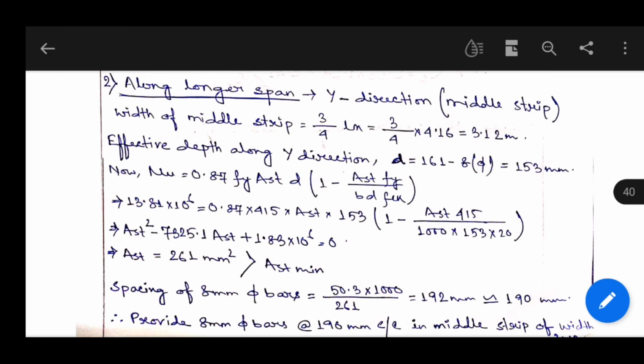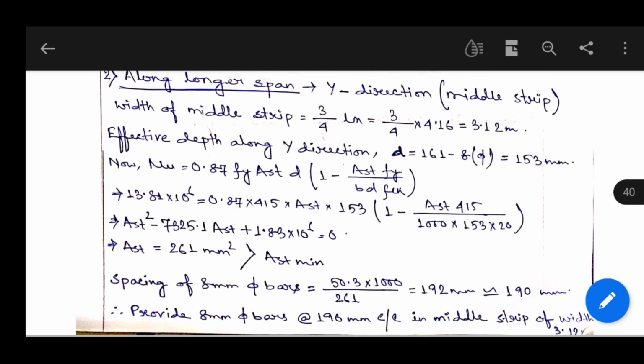So all these values are known, only AST is unknown, and Mu is calculated earlier in this solution. So from this equation, area of steel will be 261 mm square, that is greater than AST minimum, so hence okay for design. So spacing of 8 mm dia bars is 50.3 into 1000 by 261, that is equal to 192 mm, or we may write that is equivalent to 190 mm.